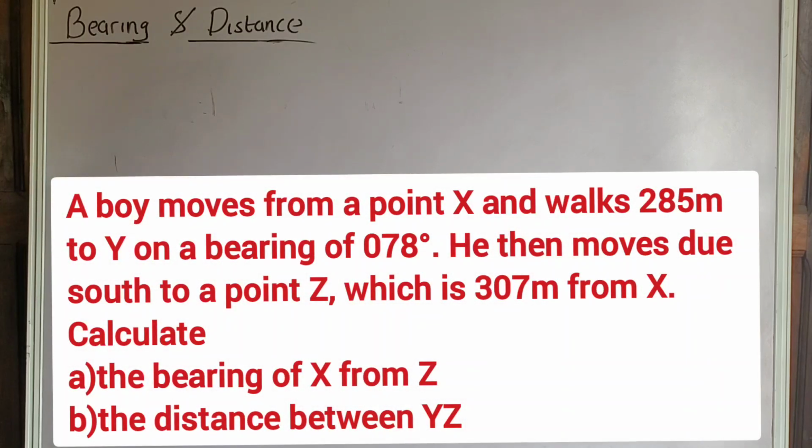A boy moves from a point X and walks 285 meters to point Y on a bearing of 78 degrees. He then moves due south to a point Z, which is 307 meters from X. Calculate the bearing of X from Z. The second question: the distance between Y and Z. Okay, please kindly pay attention.